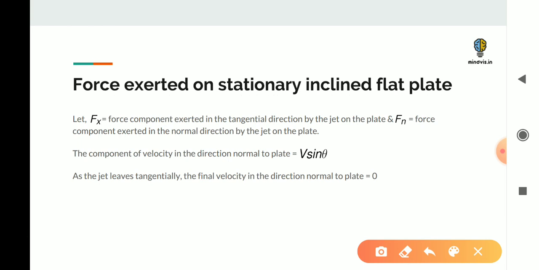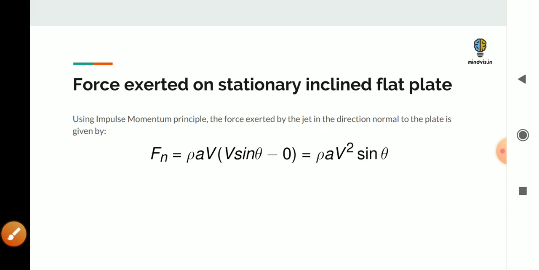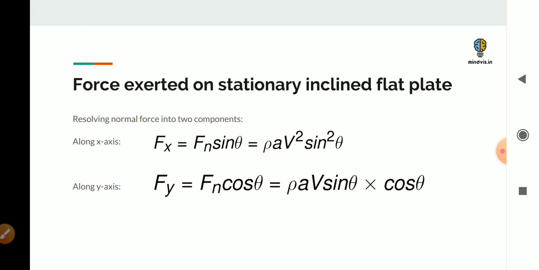The jet leaves tangentially, we know that. So the final velocity in the direction normal to the plate will be 0. Next, we have to calculate Fn, the normal force, that is rho AV, V sin theta minus 0, which is equal to rho AV square sin theta. As we have two components here, we have to calculate the two forces, Fx and Fy: rho AV square sin square theta and rho AV square sin theta cos theta.